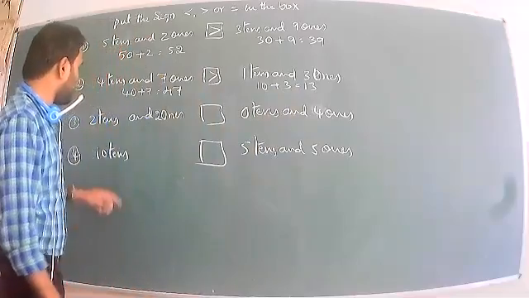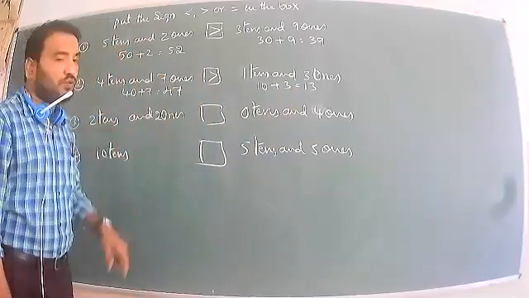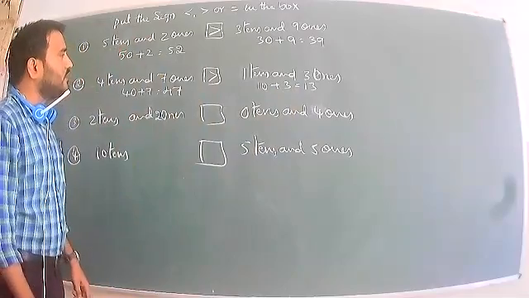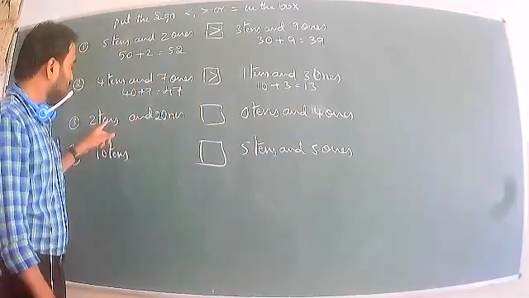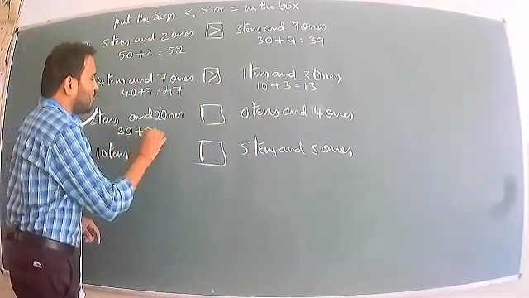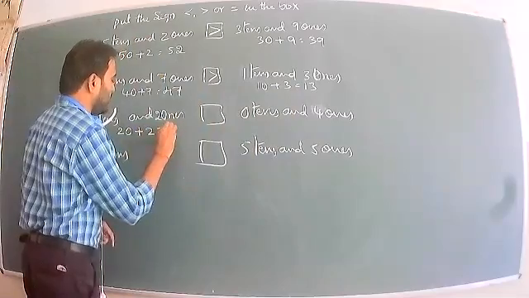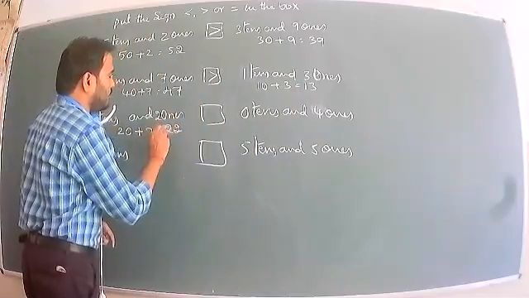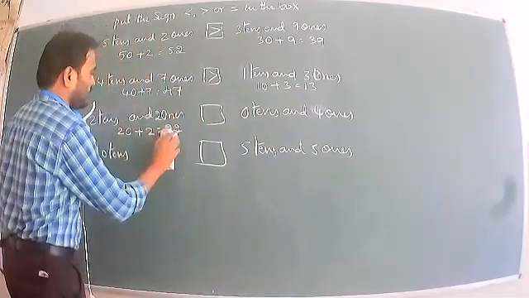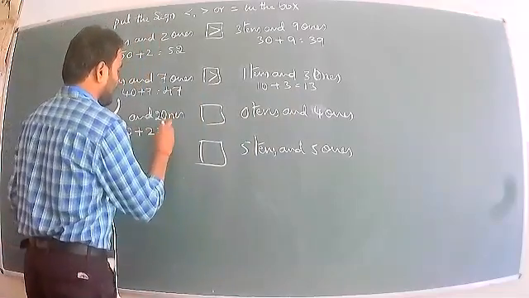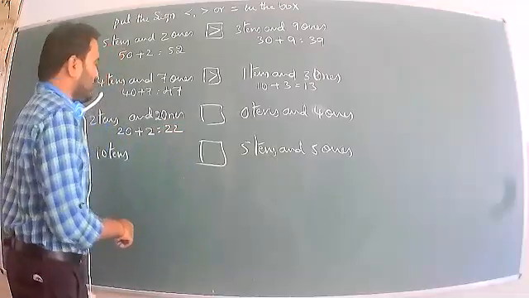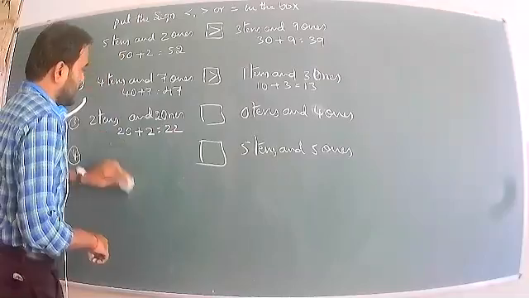Next one. 2 tens and 2 ones. Which one is greater? Let us look at that. 2 tens means 20 plus 2 ones. So what is your answer? 22. Next here, I will wait.